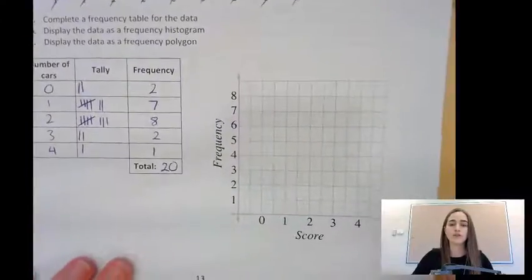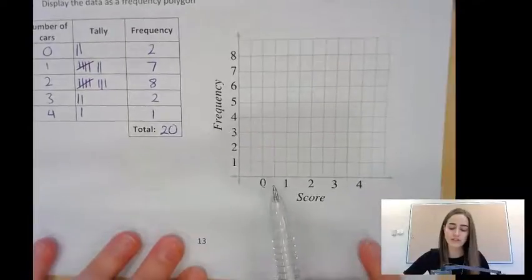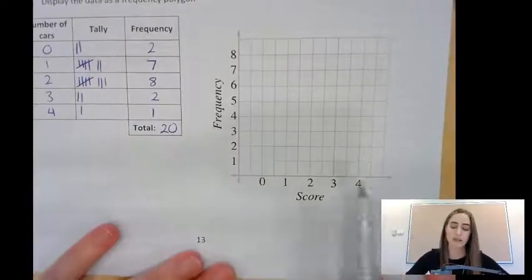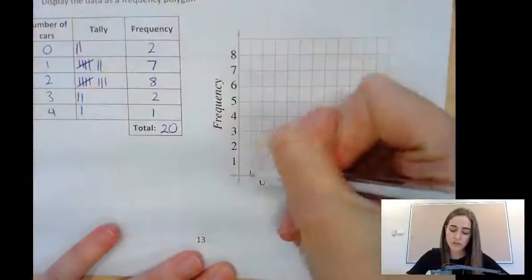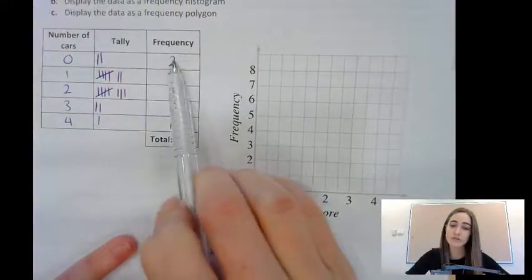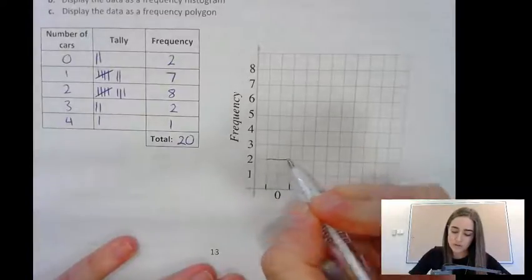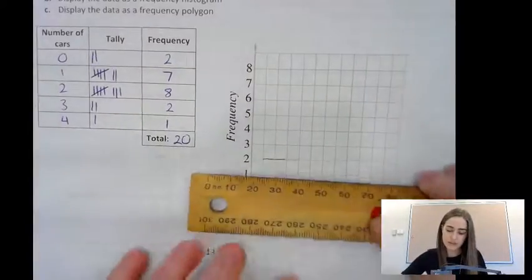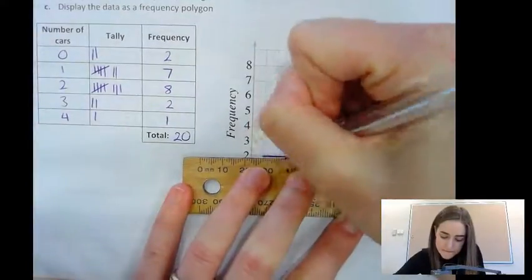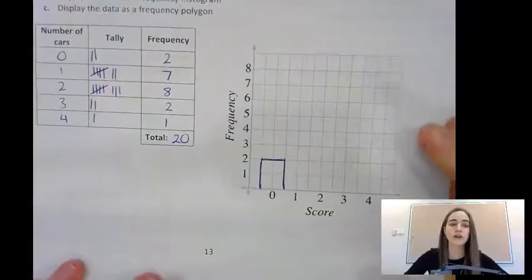Now over here, we're going to draw our histogram and our polygon. So we'll draw our histogram first, and we've got the scores written along the bottom. So our 0 column is going to go between here and here. So it's got a frequency of 2. So that means our 0 column is going to come up to the 2s along here. I'm going to use my ruler because that wasn't very straight. So that's my 0 column in my frequency histogram.